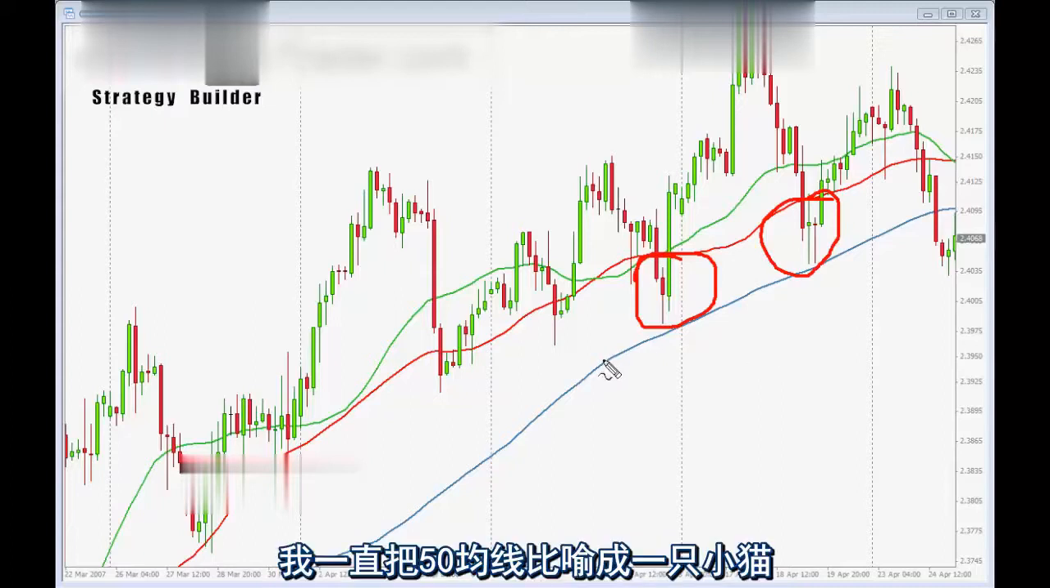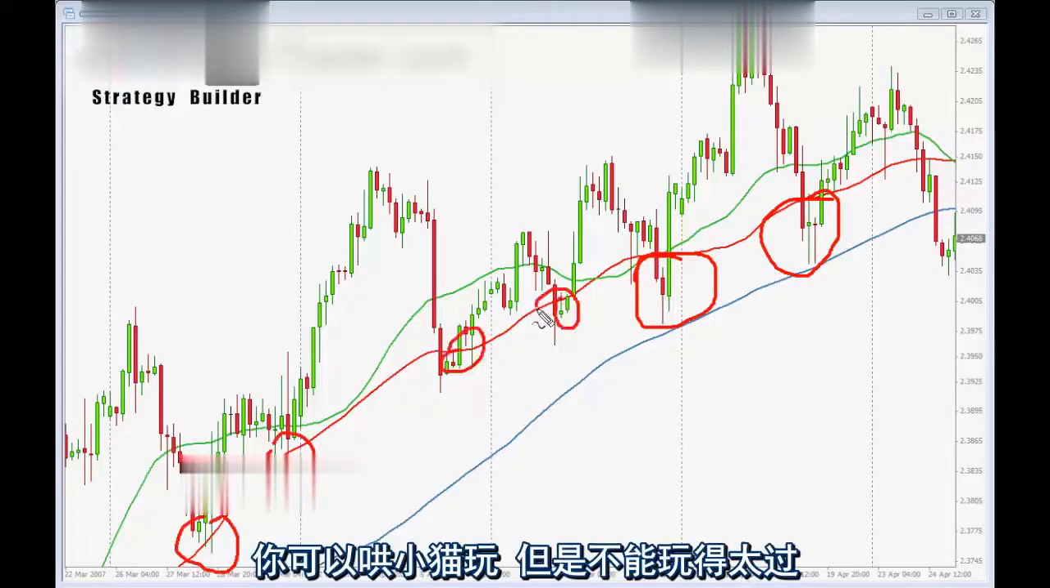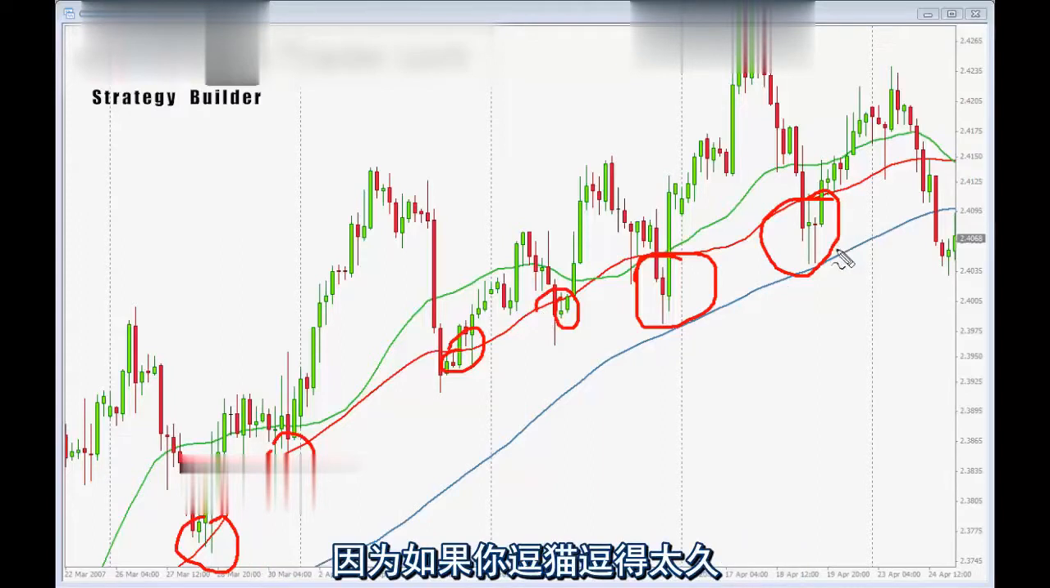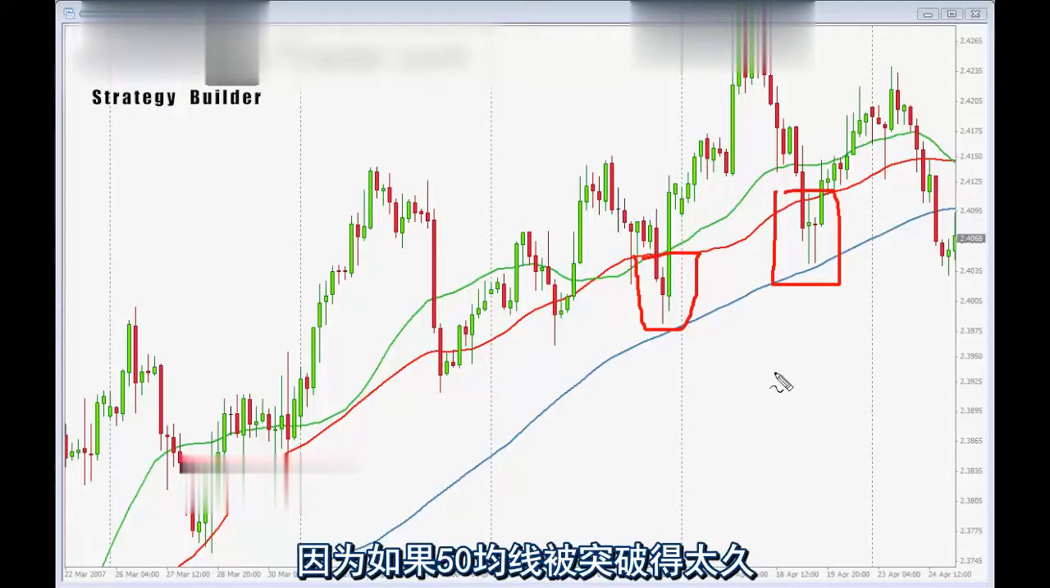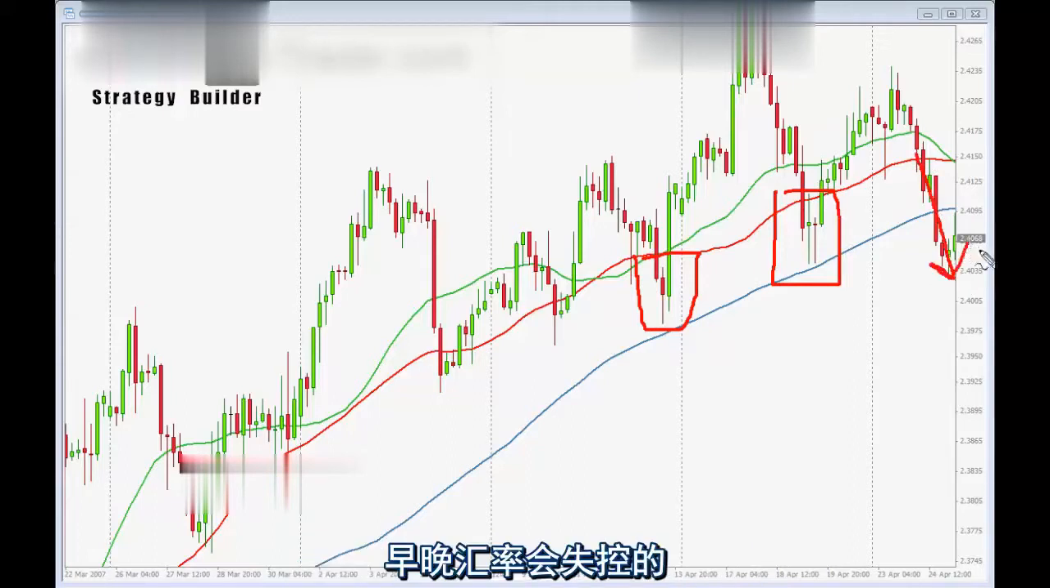I always say that the 50 is like a cat, okay? You can cuddle a cat, but you don't want to mess too much with a cat, because if you tease a cat for too long, the cat will scratch you back. It's just a silly analogy, I know, but it's actually a valid analogy, because when you tease the 50 simple moving average for too long, eventually it will bite back at you, okay?